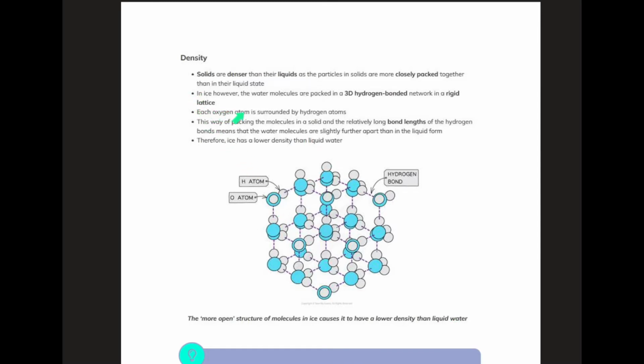Okay, so each oxygen atom is surrounded by hydrogen atoms. You can see the blue one is the oxygen atom and is surrounded by hydrogen atoms. And then this way of packing the molecules in a solid and the relatively long bond length of the hydrogen bonds, okay, you can see long bond length, means that the water molecules are slightly further apart than in the liquid form. So because they are further apart, they are less dense. Therefore, ice has a lower density than liquid water.